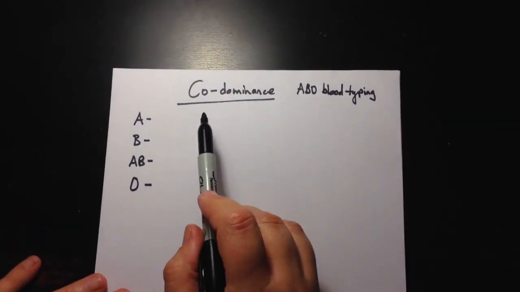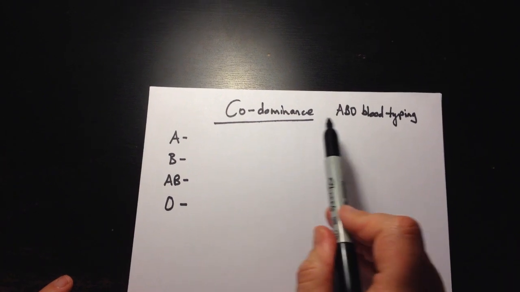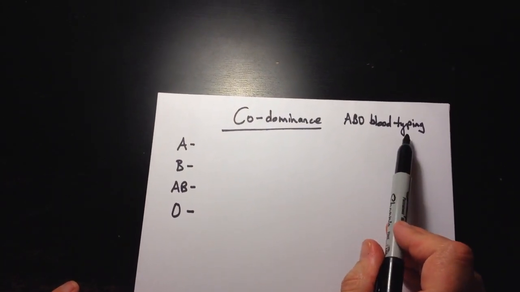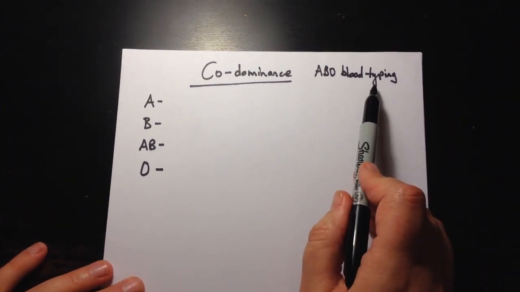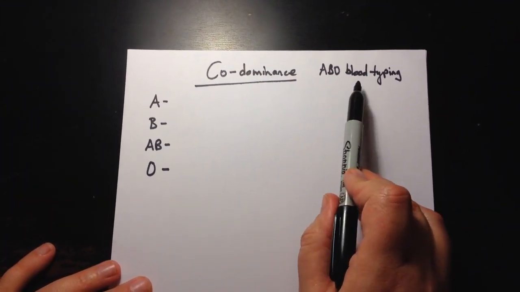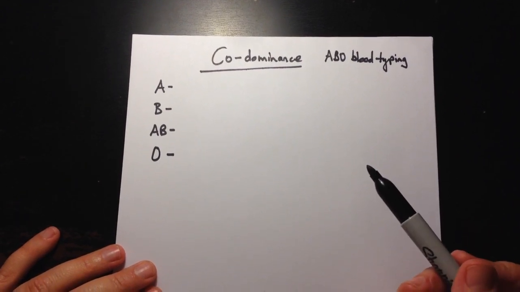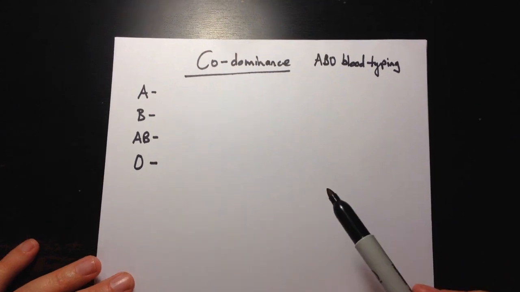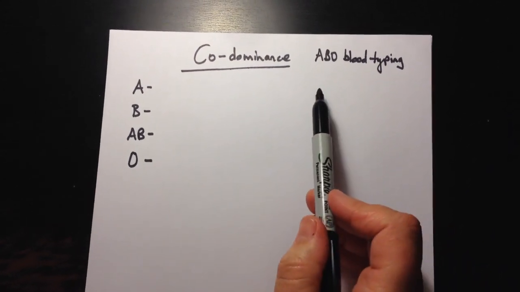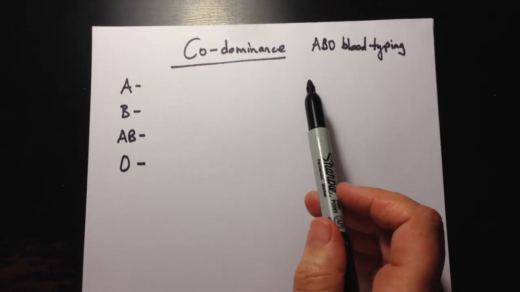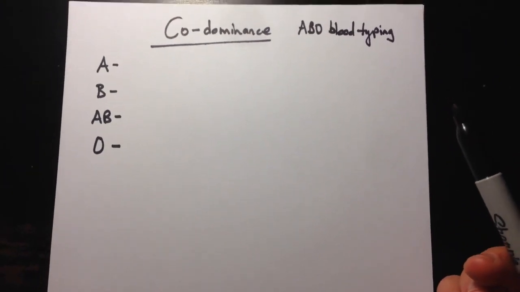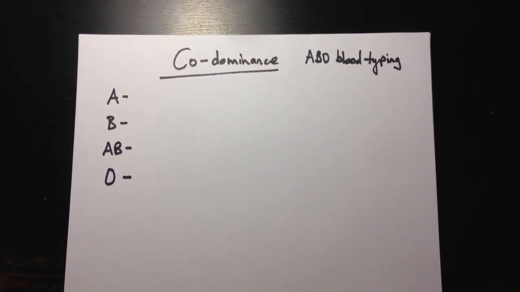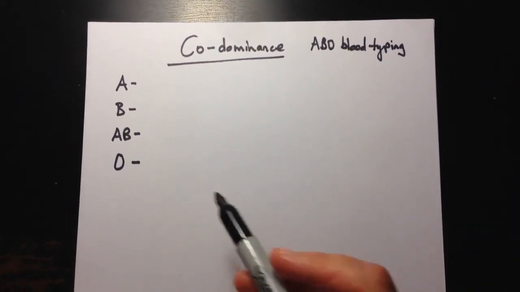I'm going to explain to you codominance, and I'm going to use the example of the ABO blood typing, or the blood groups that we find in human beings. Now, I just want to say at the start that the ABO system is just one blood type that we have in humans. There are actually more than 30 different blood types that have been described in humans, and this is the most well-known one. So you probably know your blood type. You could be O positive or negative, or A positive, negative, B positive, negative, or AB positive or negative.